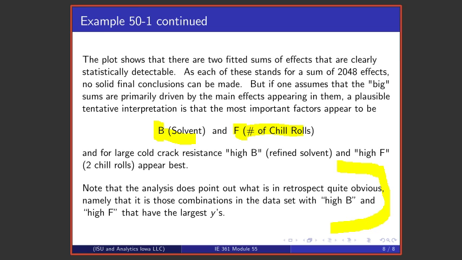This is an example of, it's an extreme example of 2 to the P minus Q fractional factorial analysis, but it's a pretty nice one. It's one that illustrates both what is possible and the very limited, very tentative kinds of conclusions that one should be willing to draw based on such studies.